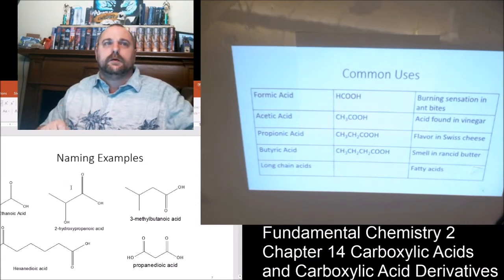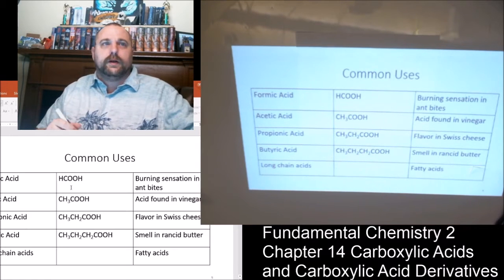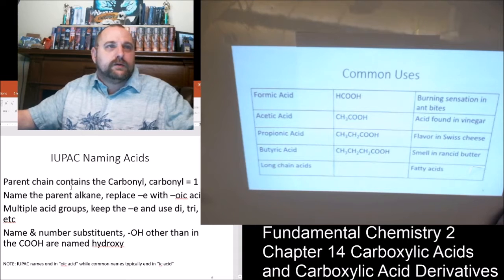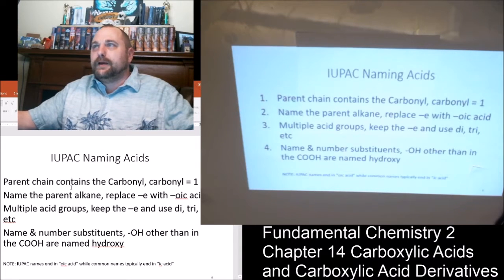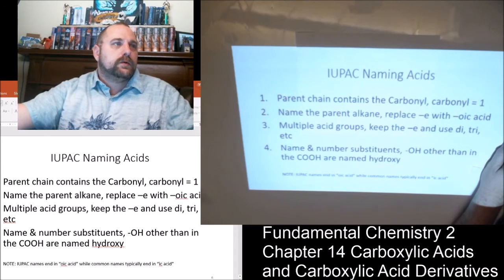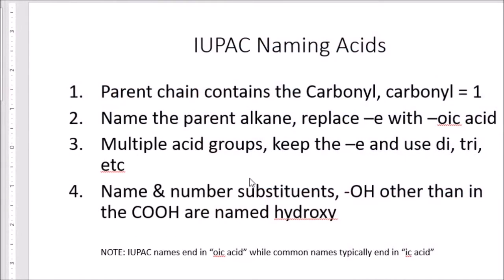Alright, so we're ready to learn how to name these. The naming that I want to start off with is IUPAC. You can tell when we're doing IUPAC because it's got an oic. So we're going to name our compound as an alkane. The carbonyl will be number 1. It's at the end, remember.